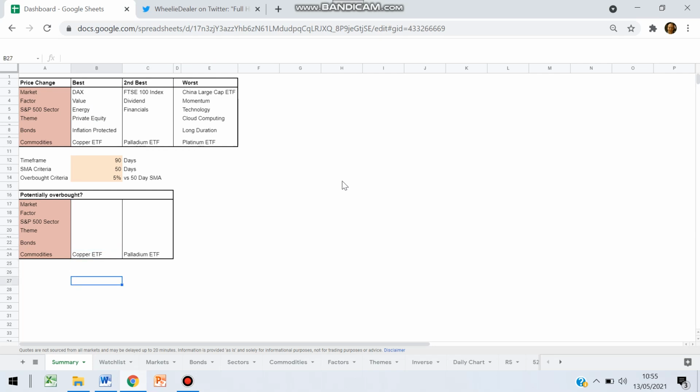So I think it's a really useful dashboard that I can use to focus my attention and get a good idea of what's going on price-wise across all sorts of different markets.